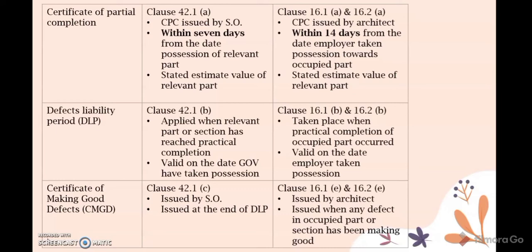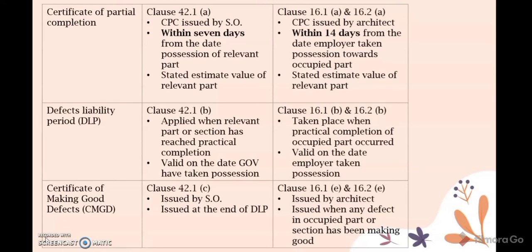The next one is defects liability period. For the PWD, it is in Clause 42.1b, where the DLP is applied when the relevant part or section has reached practical completion, and it is valid from the date the government has taken possession. For the PAM 2018, it is stated in both Clause 16.1b and 16.2b. The DLP takes place when practical completion of the occupied part occurs, and it is also valid from the date the employer takes possession.